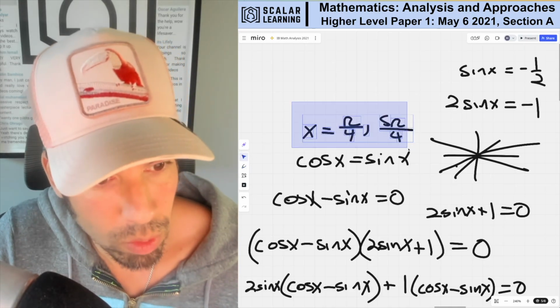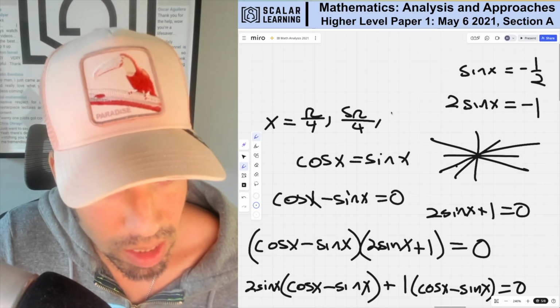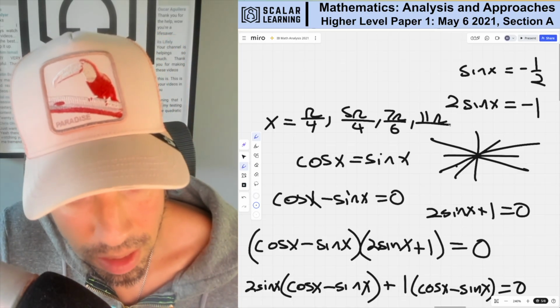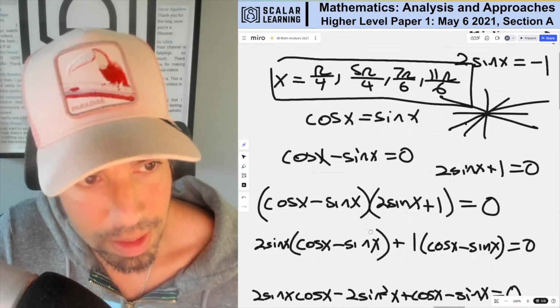Again, if you need a refresh, you can look back at the unit circle, but I like to have all those values memorized just in general. 7 pi/6 and 11 pi/6. And these are going to be your 4 solutions for part B. That's how you do it.